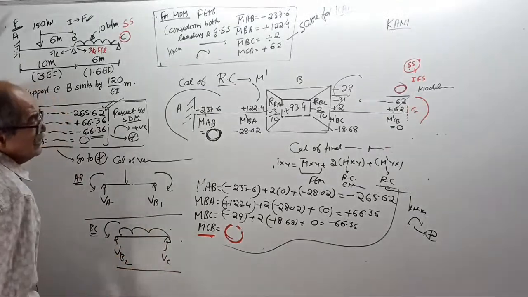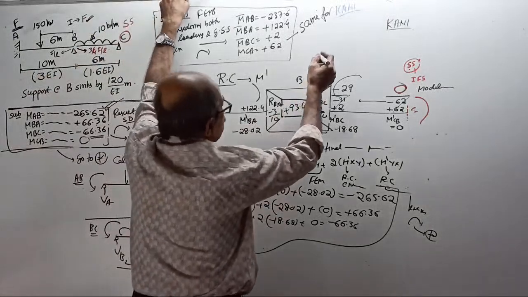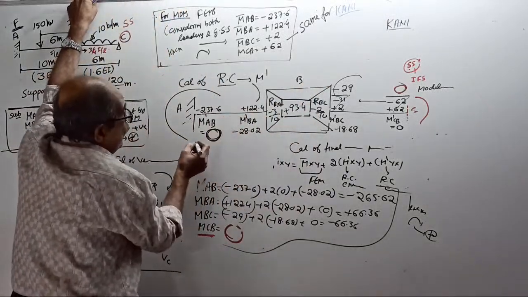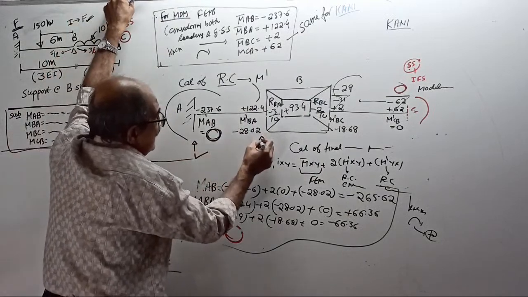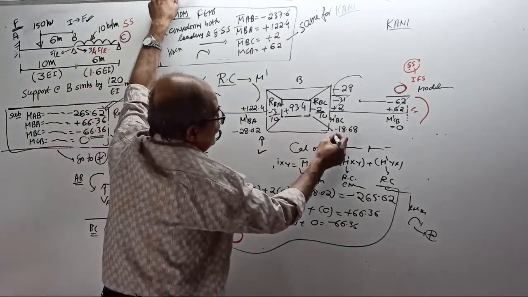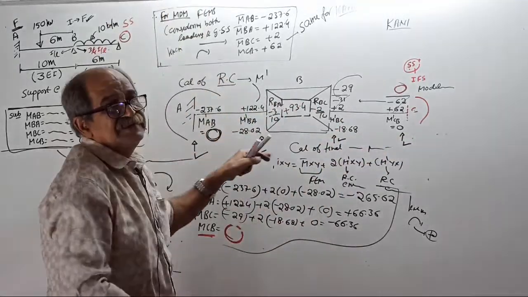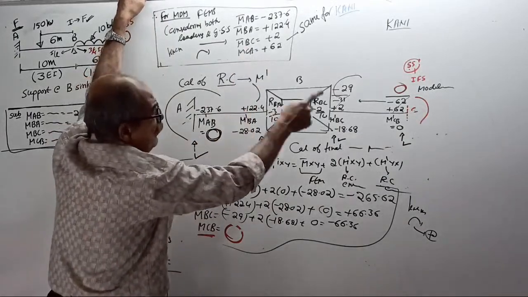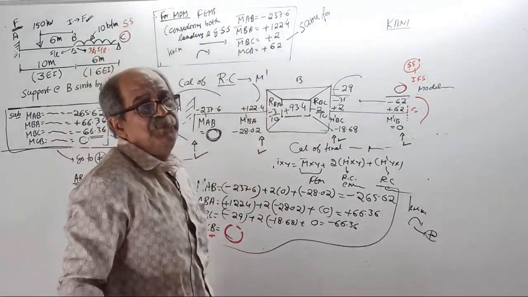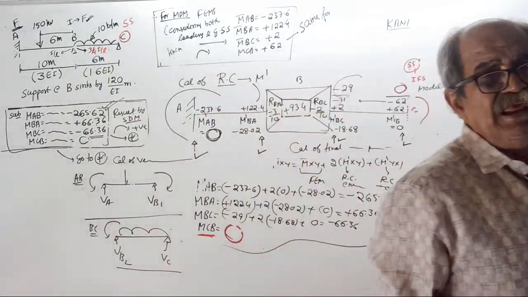Find the reaction. Now you should type the answer for me. You should type correctly what each reaction is. In the same order you should type VA, VB1, VB2, VC. If you type that answer, I will go for SFD BMD. I will give you 5 minutes time.